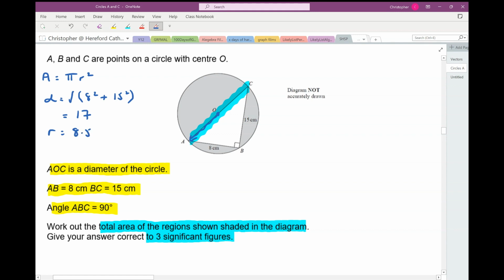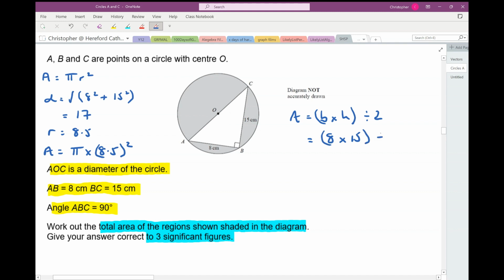So now I do know the radius of my circle, and so I can write down that the area of the whole circle is pi times 8.5 squared. Good. Now, what about the area of the triangle? The area of a triangle is base times height divided by 2. In this case, the base is 8 and the height is 15, and dividing that by 2 tells me that the area of the triangle is 60.